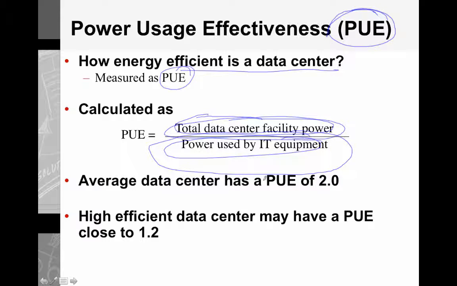An average data center has a PUE of 2.0. In other words, 50% is being utilized for cooling and 50% for the servers. But a highly efficient data center may have a PUE of 1.2, and you really want to get that number as close to 1. So a data center's power usage effectiveness is measured in PUE, and a number close to 1 is the best number.